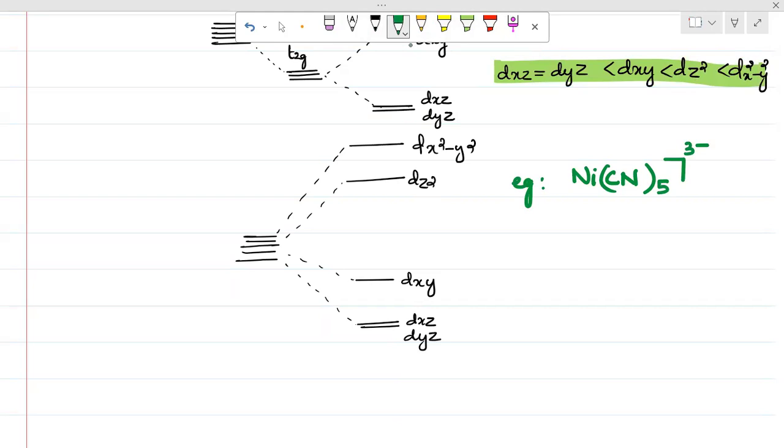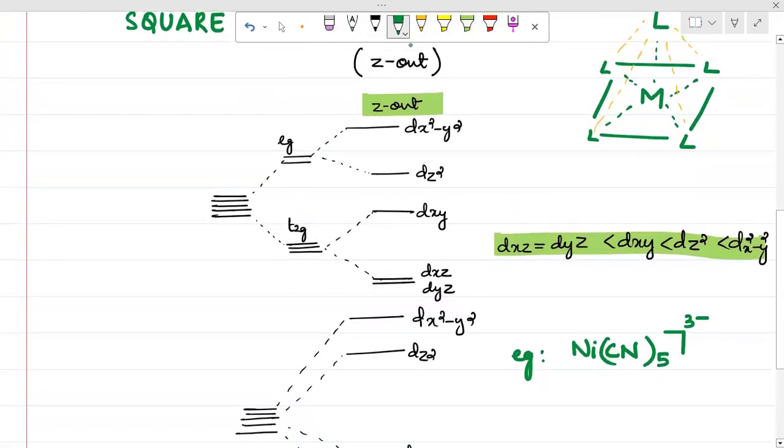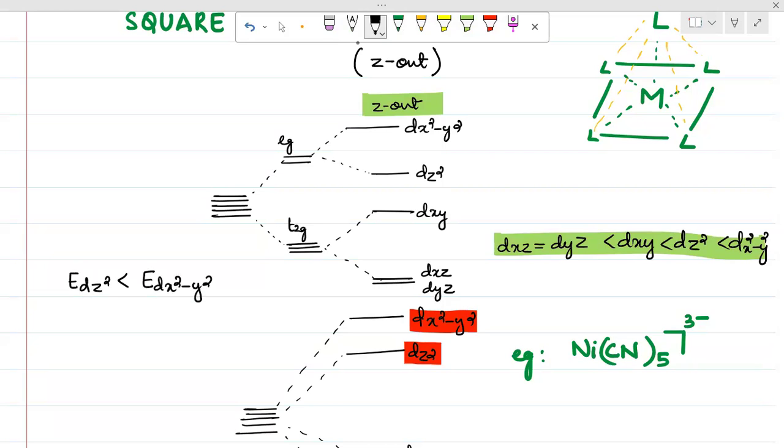Now, if you look at the structure, please understand that you have both dz square and dx square y square along the axis, right? So we have two axial orbitals, we do know that. Among them, dz square and dx square y square, both of them are axial orbitals. And the energy of dz squared is less than the energy of dx squared y squared, right?